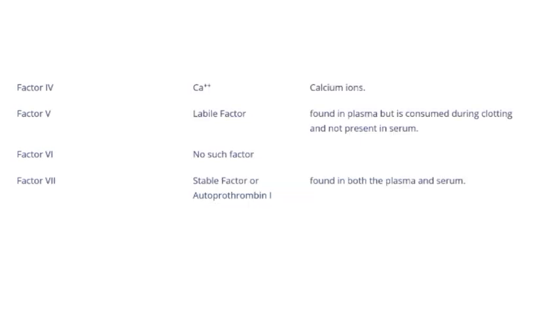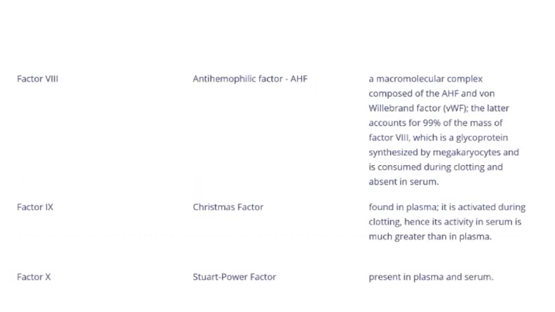Factor 4, calcium ions. Factor 5, labile factor, found in plasma but consumed during clotting and not present in serum. Factor 6, no such factor. Factor 7, stable factor or autoprothrombin, found in both plasma and serum. Factor 8, anti-hemophilic factor, a macromolecular complex composed of AHF and von Willebrand factor. The latter accounts for 99% of the mass of factor 8, which is a glycoprotein synthesized by megakaryocytes and is consumed during clotting and absent in serum.